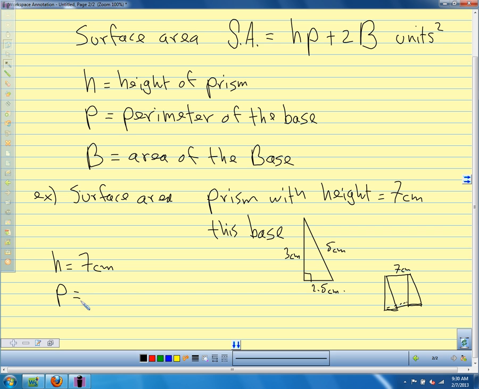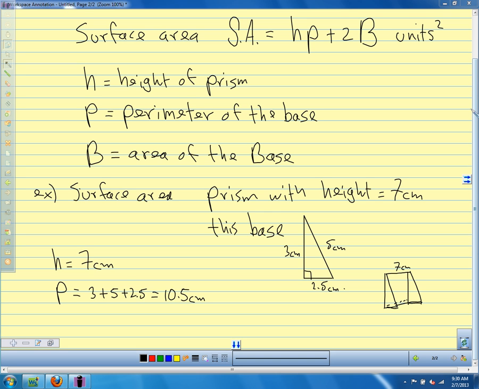Add up all the sides. We know all the sides of the base, right? So our perimeter is just going to be 3 plus 5 plus 2.5, which gives me 10.5 centimeters. What else do we need for our formula? We need the area of the base, capital B. What's the area of the base of this prism? How are we going to find the area of the base?